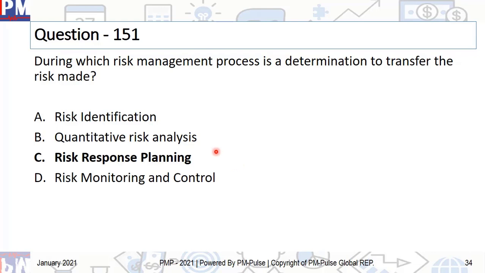And that's basically the question. In which risk management process is the determination to transfer made? That means this is one kind of response. So that is made in a process where all responses are made. That is risk response planning.